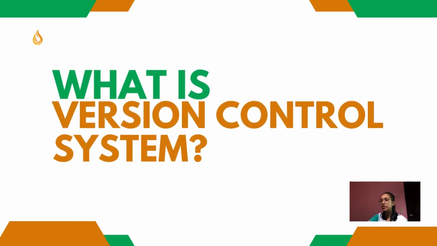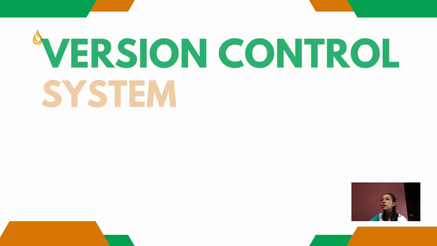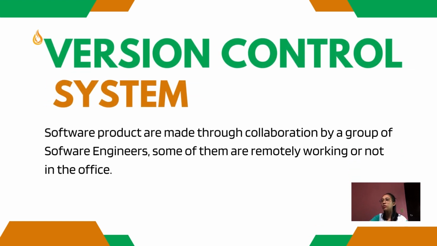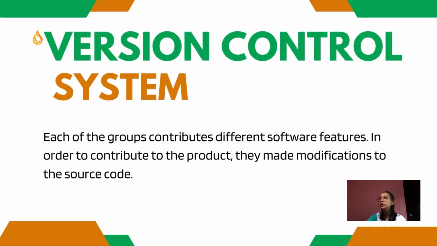What is a version control system? Version control systems are software tools that help in recording changes made to files by keeping track of modifications done in the code. Software products are major collaborations by a group of software engineers. Some of them are working remotely or not in the office. Each of the groups contributes different software features to the product. They make modifications to the source code.